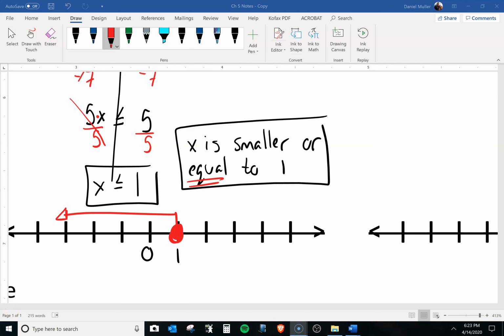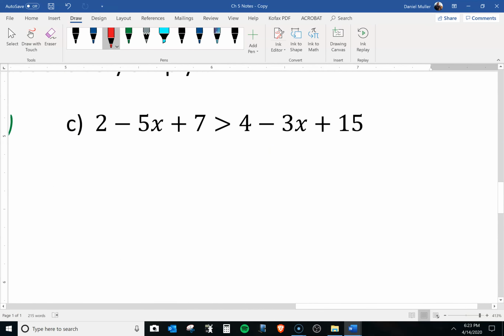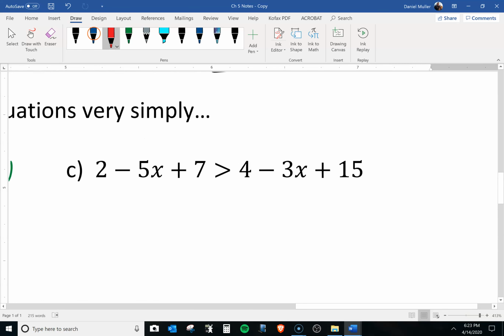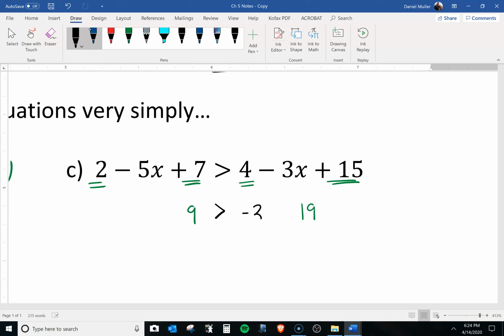Now we've got the next example. So we don't have any brackets to deal with, any like terms. Okay, so I see a 4 and a 15, that'll give me a 19. And I see a positive 2 and a positive 7, that will get me a 9. And I got that symbol. I've got a negative 3x still there, and I've got a negative 5x. Now there's no symbols here, but they are positive, so I'll put plus signs. And again, 19 is positive, so I'll put a plus sign.